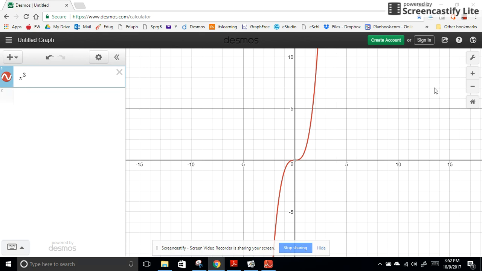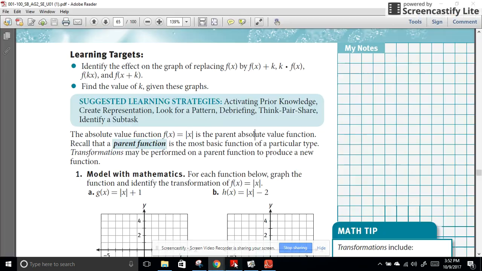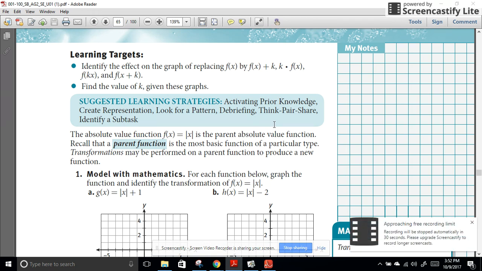Okay, so those are parent functions. Now, what they're going to want us to do, what it says right here, is that f of x is what they usually call a parent function. They're going to make some changes to those. And the changes is what we're going to study, and that will take place in video number 2.